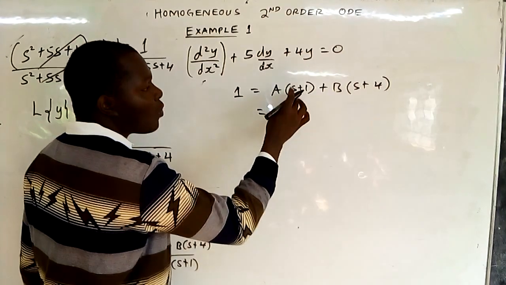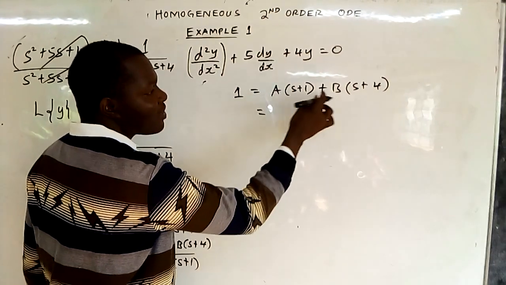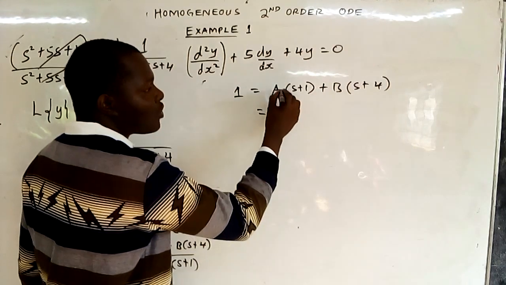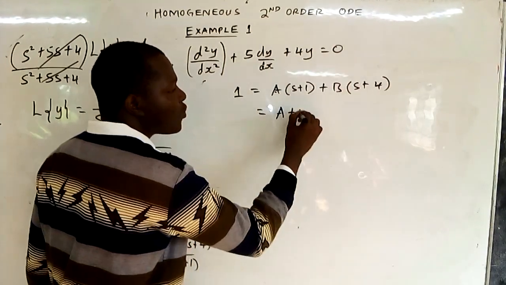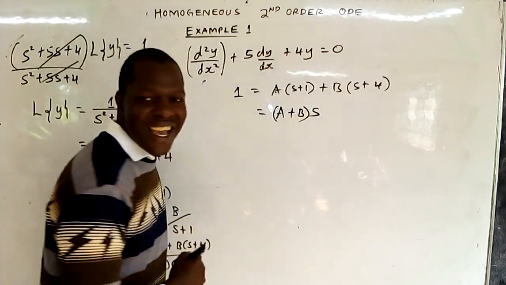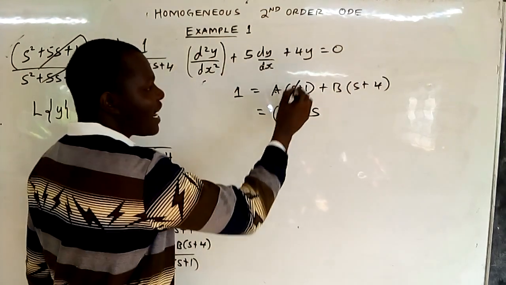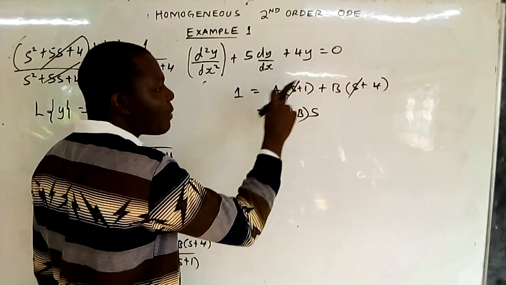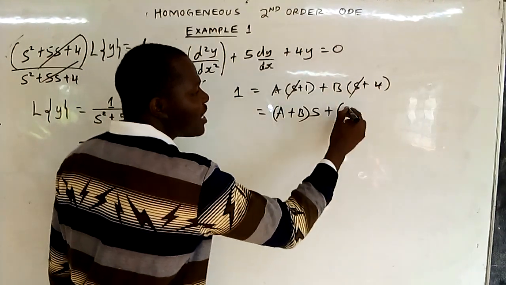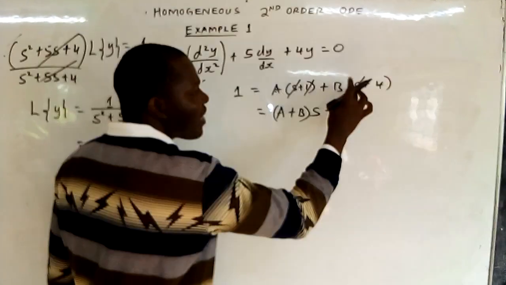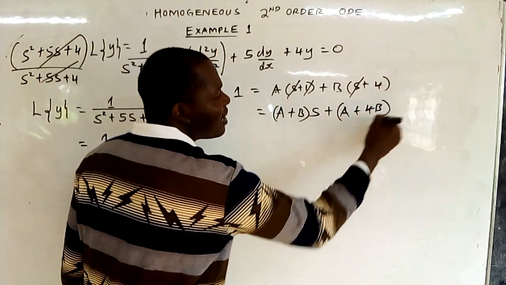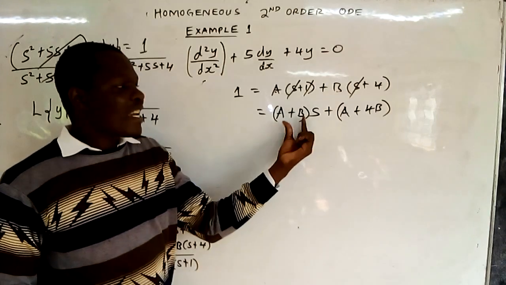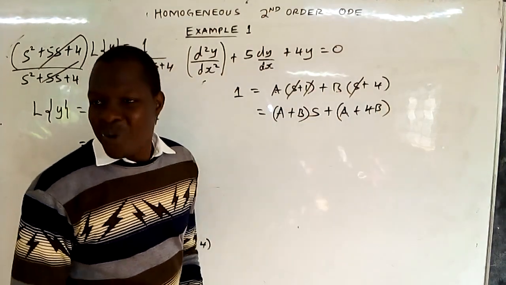What are the coefficients of s here? It is as and bs, isn't it? So a times s, you get as, then plus b times s, you get bs. So it is a plus b times s, isn't it? Yes. You've collected that one, you go to the constant term. A times 1 is just a, then b times positive 4, plus 4b. So have you seen you've collected the terms of s together and the constant terms together, isn't it?